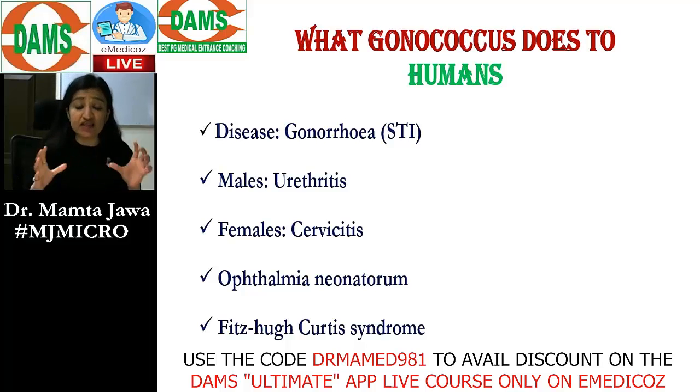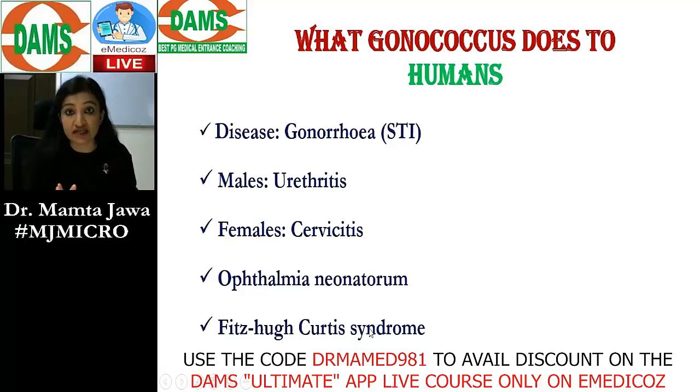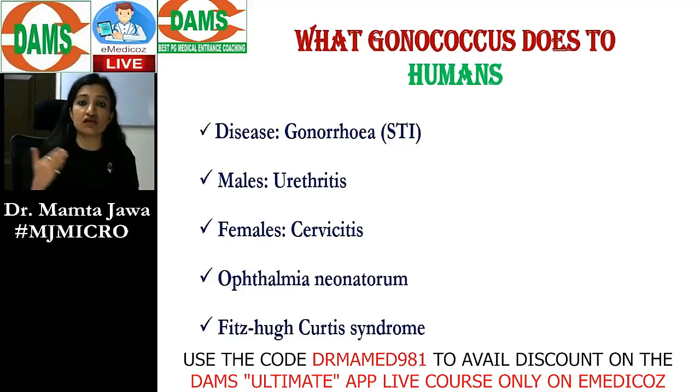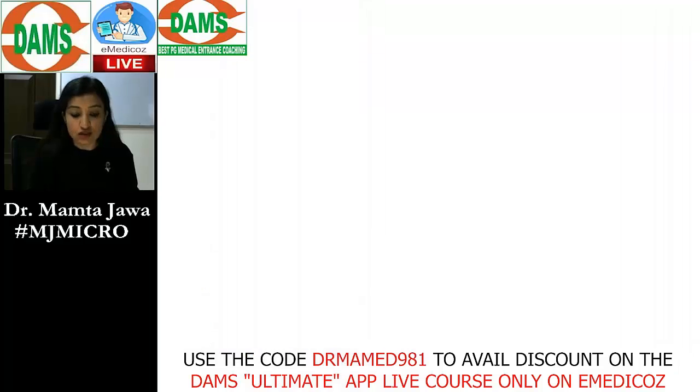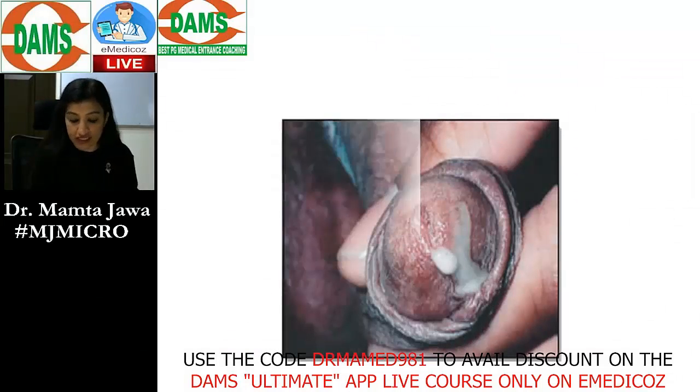Then the infection could spill over into the peritoneal cavity from the fallopian tubes, which we call Fitz-Hugh-Curtis syndrome, which is characterized by perihepatitis and periappendicitis, that is inflammation of the serosal lining around the liver and the appendix. And if such a female gives birth to a baby, the baby could also acquire the infection, which we call ophthalmia neonatorum. So this is all you need to remember.